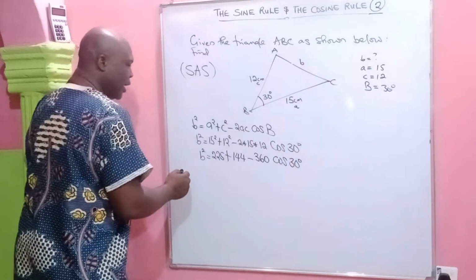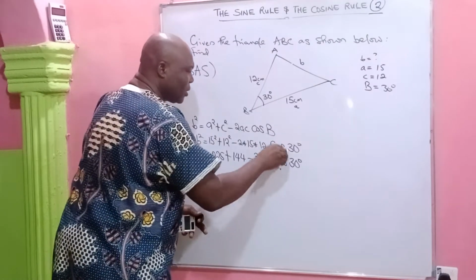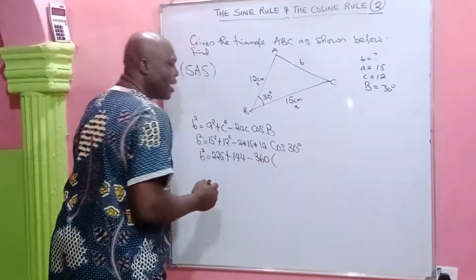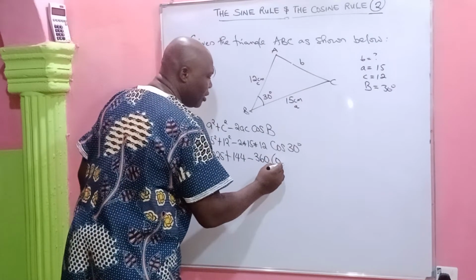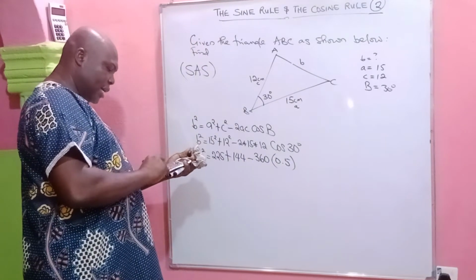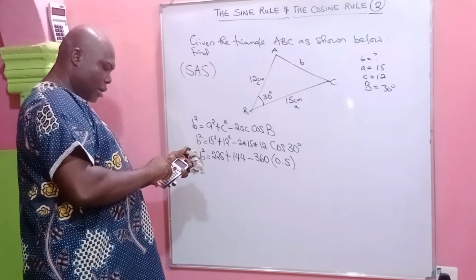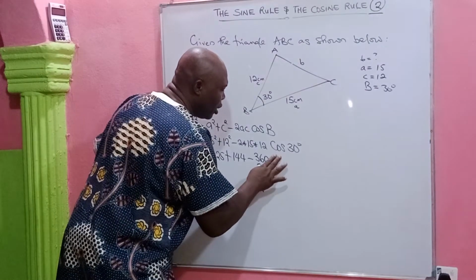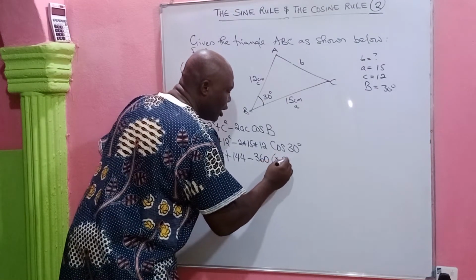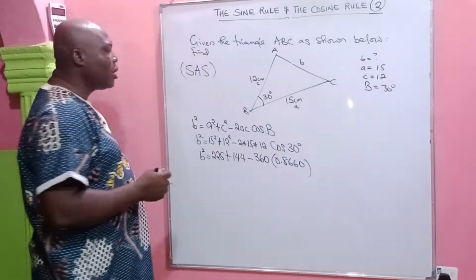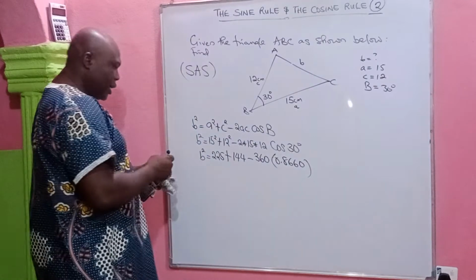So we proceed again. Now we can input the value of cos 30. Cos 30 is, let's see, 0.8660. It's good I had to confirm. So the cos of 30 degrees is 0.8660.